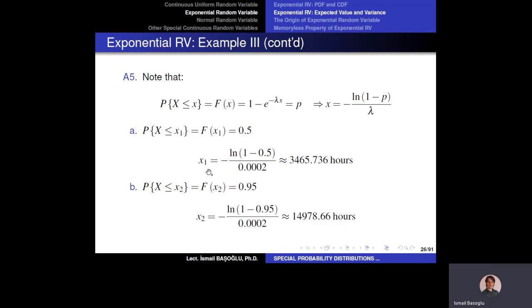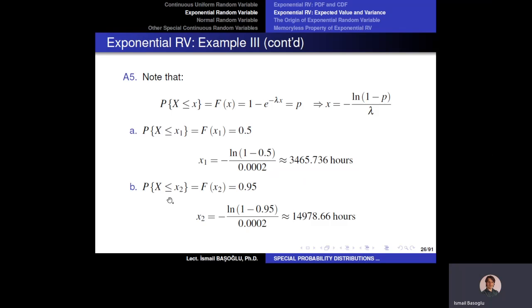So here, the x1 value can be computed using this inverse cumulative distribution function by plugging in the certain probability value, 0.5. And after plugging them in, be careful, your rate parameter is 0.0002, so you get an hourly time unit, which means half of the light bulbs in this production lot will have a lifetime that is less than that, and the remaining half of them will have a lifetime that is greater than that.